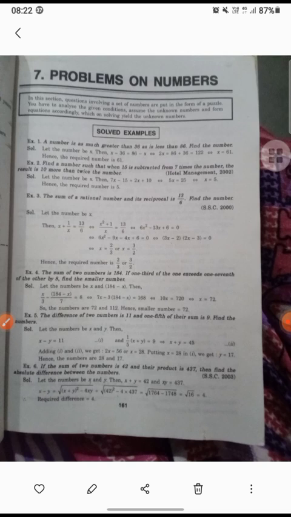If the sum of two numbers is 42 and their product is 437, then find the absolute difference between the numbers: x plus y square minus 4xy. So 42 square minus 4 into 437, that is 4.